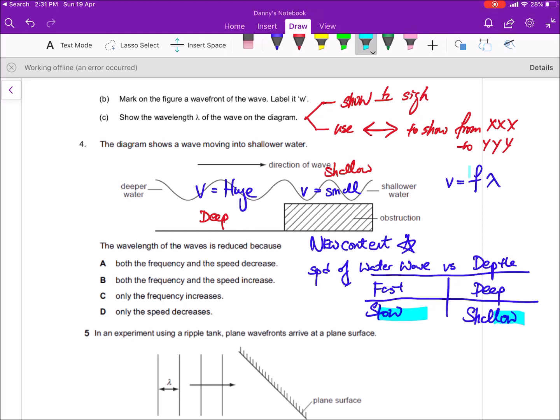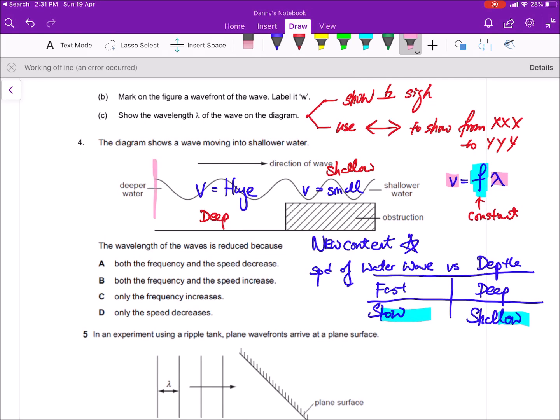Just remember that in this case, the frequency here will stay constant, because the frequency of the wave depends on the frequency of the source of disturbance. So even when the wave travels into shallow water, the speed slows down, but the frequency is the same. So in order for the speed to slow down, it means that your wavelength must have changed. As you can see in this diagram, in the deeper water, this is one wavelength. But in the shallow water, this is one wavelength. So you can see the drop in the wavelength.